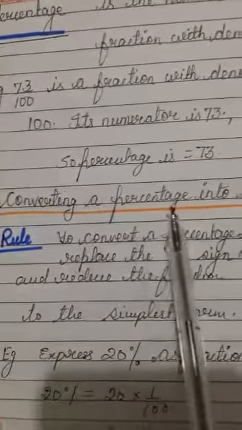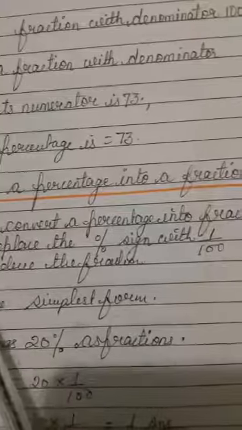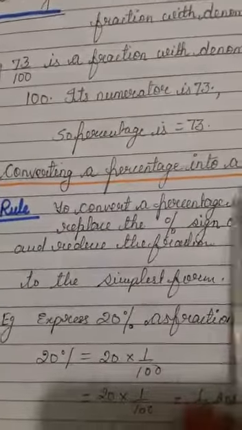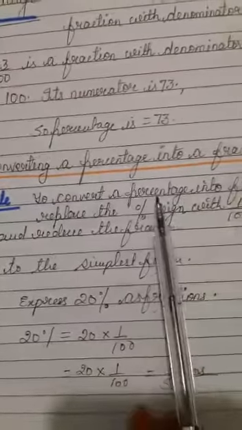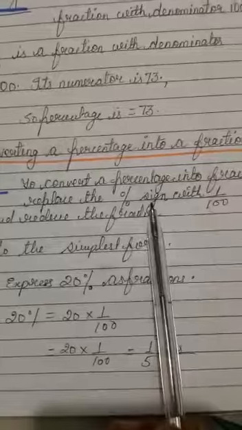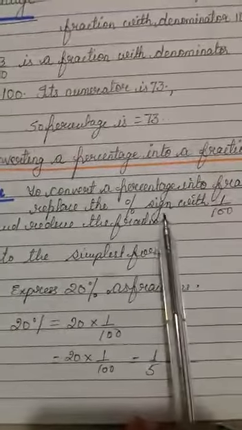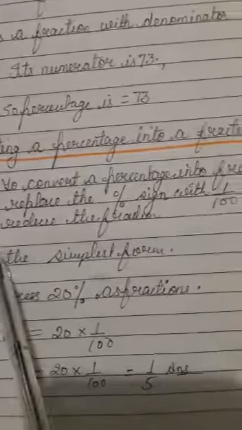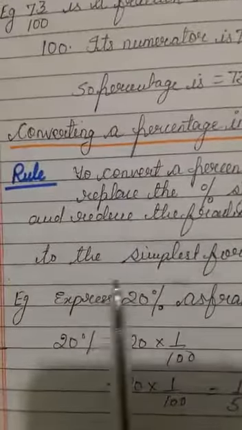Converting a percentage into a fraction. Children, now I will explain you the rule when you have to convert a percentage into fractional form. When you have to convert a percentage into fraction, what will you do? You will replace the percentage sign with 1 upon 100, because percentage means 1/100th, and we will reduce the fraction to the simplest form.